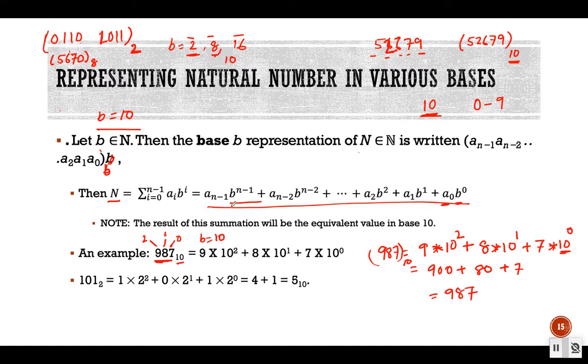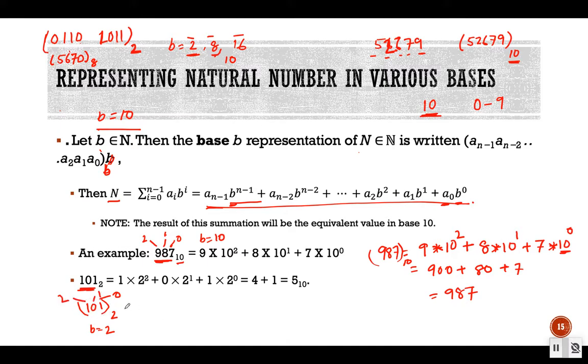So any natural number I can represent in any base like that. Whatever the base is, I can represent it like that. The digit and the base to the power of the place of the digit. Now, for example, if this one is a binary number, 101, that's a binary number, it means b equals 2. So that's my place 0, that's my place 1, that's my place 2.